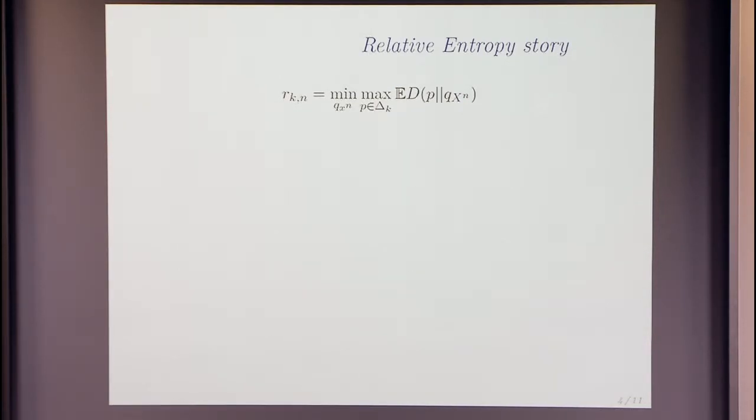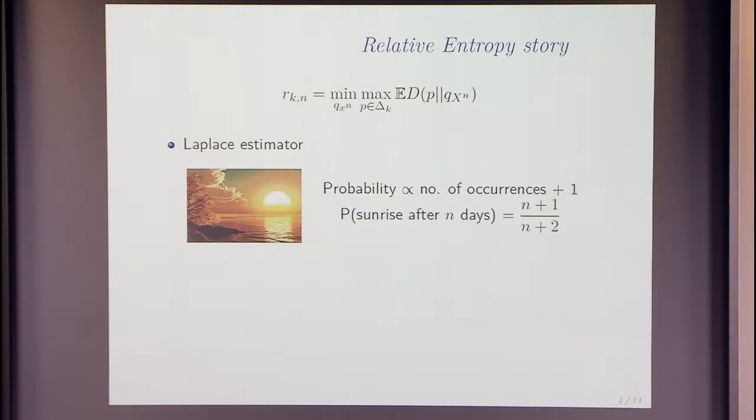Okay, so what else could we do? Here is a very famous estimator, the Laplace estimator. This was Laplace's answer to the sunrise problem. The probability you assign to a symbol is proportional not to the number of occurrences, that would be the empirical estimator, but to the number of occurrences plus 1. So if you see the sun rising for n days in a row and the sun has not risen for 0 days, then Laplace would assign a probability to the sun rising tomorrow by this formula, n plus 1 over n plus 2. This was Laplace's famous answer to the sunrise problem.